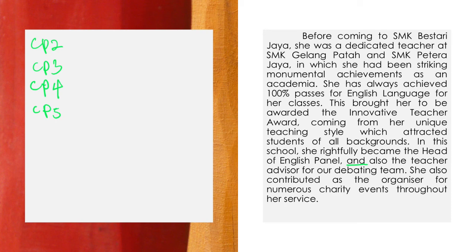Stringing is not allowed, not to say that it's not allowed, but we won't consider your marks if you were to string your ideas together. Let's say, for example, you were to put it in a sentence like this: contributions to the school includes being the head of the English panel, the teacher advisor for debating team, and the organizer for charity events, and then you put a period. In one sentence you put 3 points, and you did not necessarily elaborate, but you put it independently in one sentence for each point. So that's what we want you to do, so that you would display your linguistic abilities. Now we know that we have CP6 and we also have CP7.